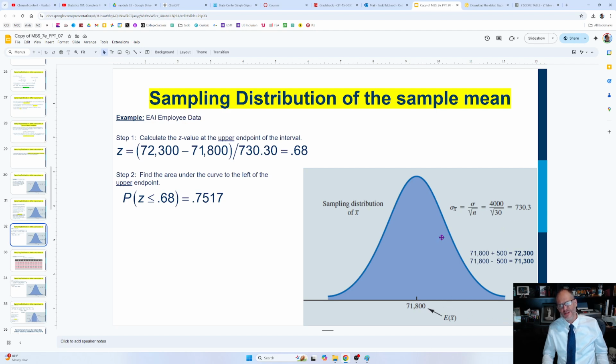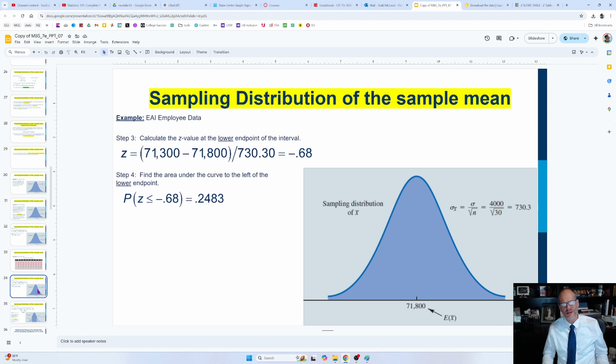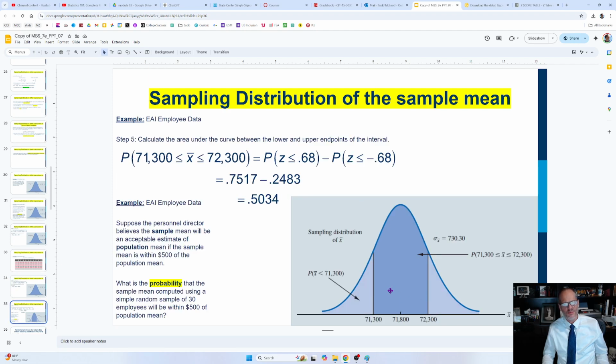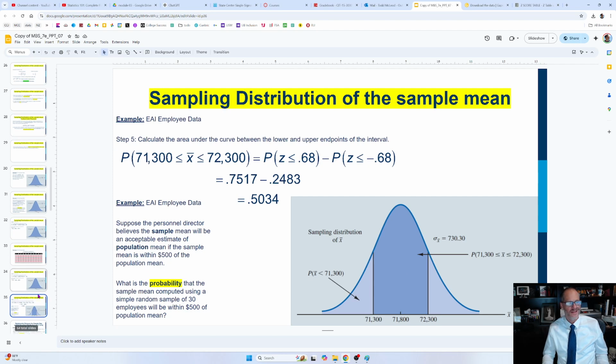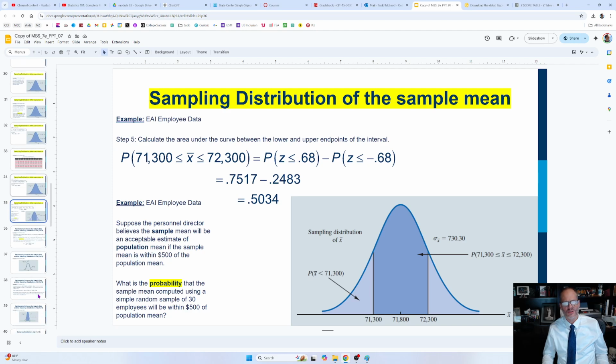When we have that z-score, we can say, all right, from this point here, 72,300, 75.1% of our data is going to be from here to the left. Then we do that with the other point, 71,300, where we're over here, and we get 50.34% of our data is going to be in here. And we have a 50.34% chance that this is going to be within $500 of the population mean. That's how that works. So that's the sampling distribution of the sample mean.